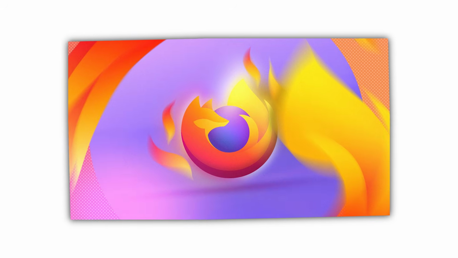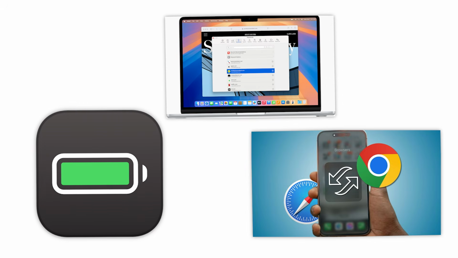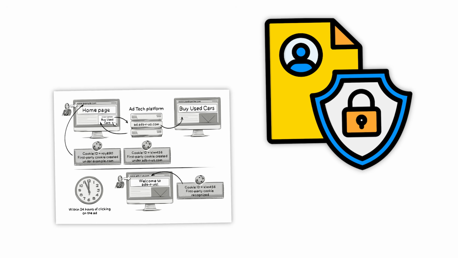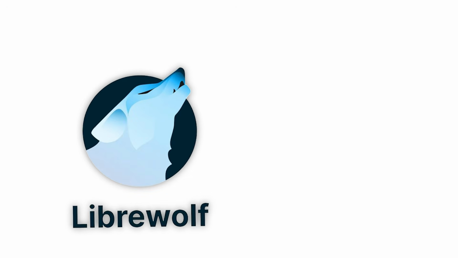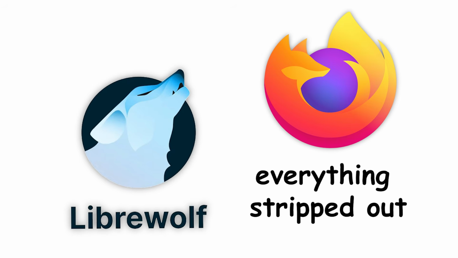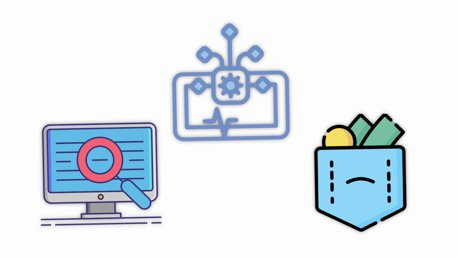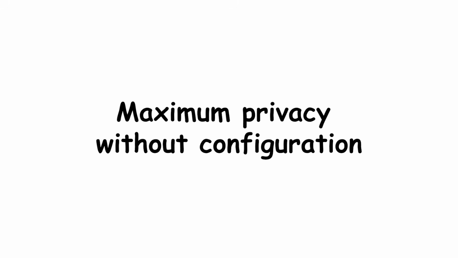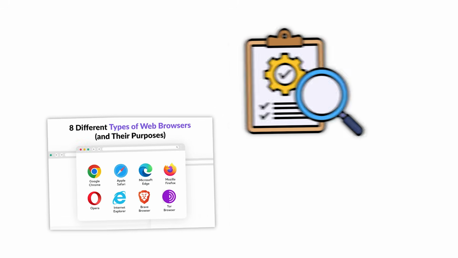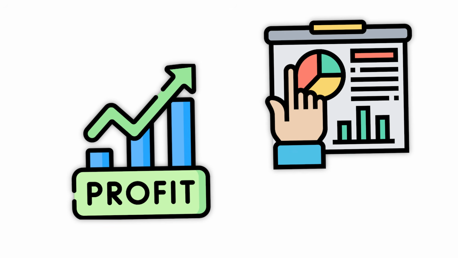Firefox is the only mainstream browser running a non-Google engine, full-power uBlock Origin, open source, and the only independent check on Google's control of the web. Safari is optimized for Apple hardware, best battery life, tight keychain and handoff integration, solid privacy defaults through intelligent tracking prevention. LibreWolf is Firefox with everything stripped out. No telemetry, no tracking, no pocket. Maximum privacy without configuration. The browser you choose determines who controls how you see the web, what data you generate, and who profits from your attention.